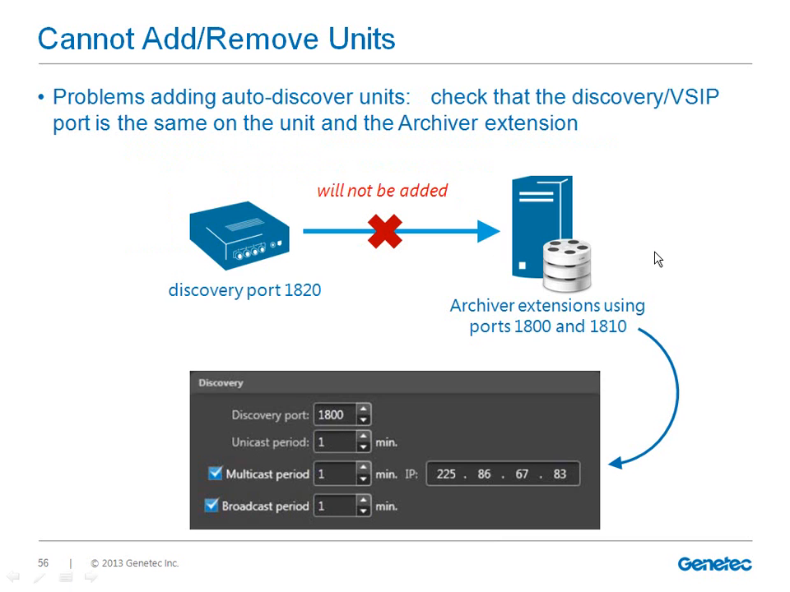With auto-discover units, we have some kind of discovery or VSIP port that needs to be set. So if you don't have the same port set on the camera and on the Archiver extension, it won't be able to find the unit, as the Archiver will only be looking at the specific ports that it has set up in the extensions that have been added. So an example here, we've got ports 1800 and 1810 set up in two extensions, but if the unit's on port 1820, then it's not going to go looking on port 1820 for the unit.